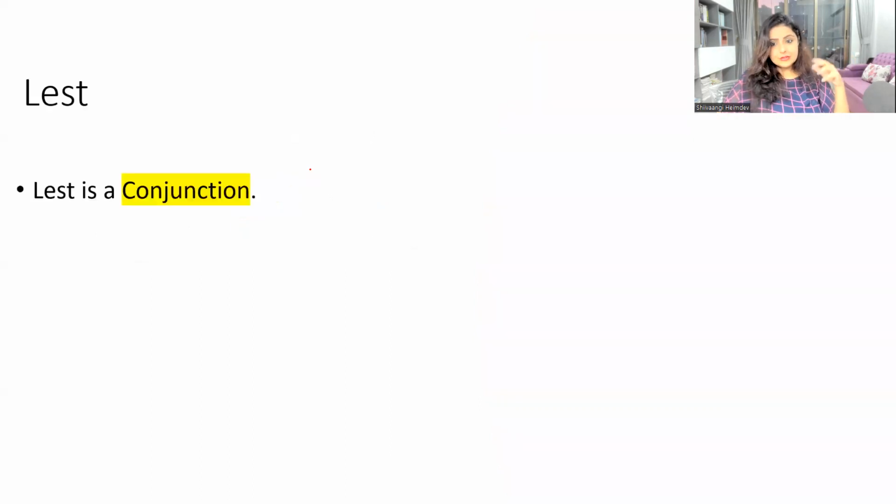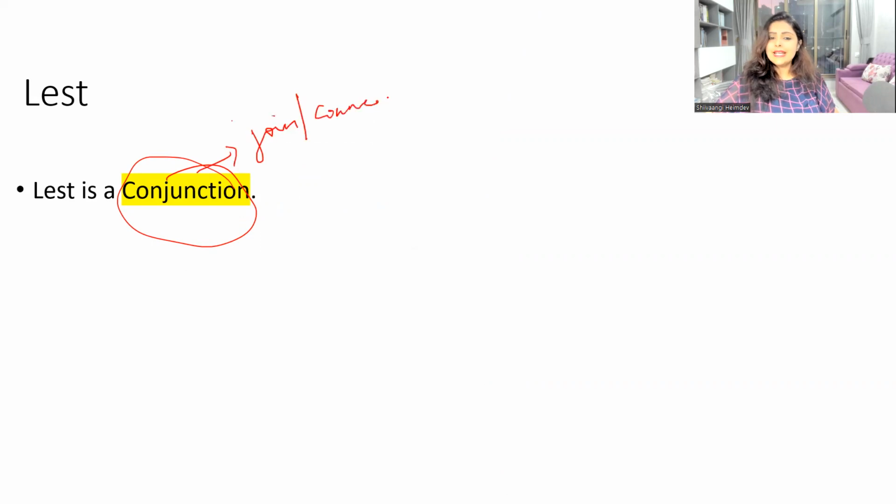So firstly, let's get started and understand that lest is nothing but a conjunction. When I say it's a conjunction, it means the role of a conjunction is to join, to connect. So, like any other conjunction, lest is also going to connect two parts of the sentence. But before that, you should understand the meaning of lest. Without knowing the meaning of lest, you will not be able to connect it, right? So the meaning of lest is nothing but otherwise.